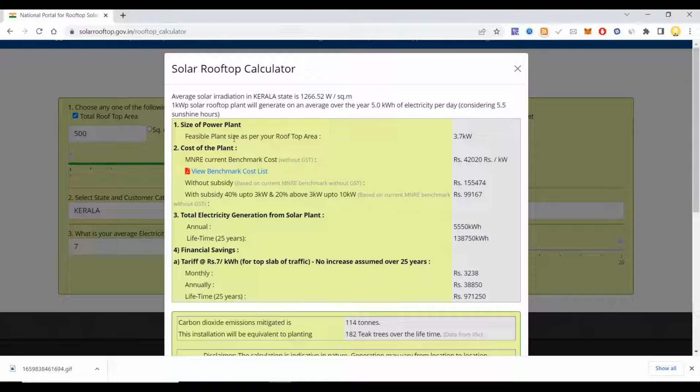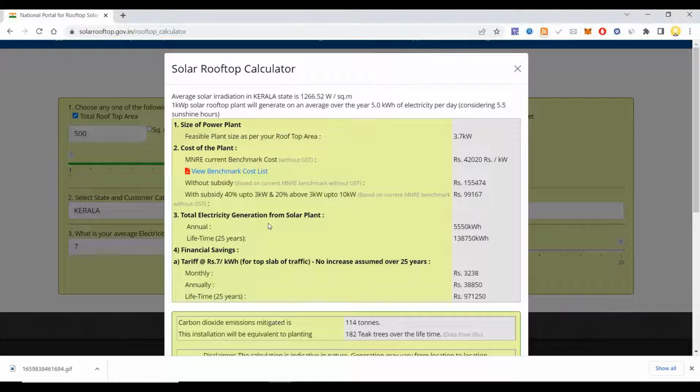So the feasible plant size as per your rooftop area is around 3.7 kilowatt. The MNRE current benchmark cost is around 42,020 rupees per kilowatt. So without subsidy, it will be around 1,55,474. With subsidy up to 3 kilowatt, you'll get a subsidy of 40%. It comes around 99,167 without GST.